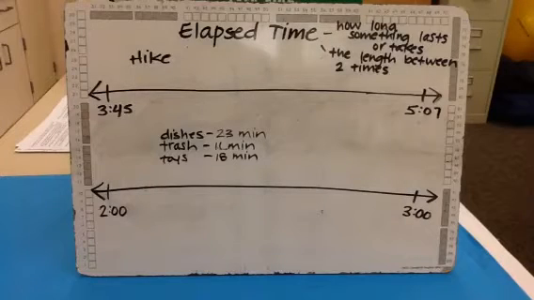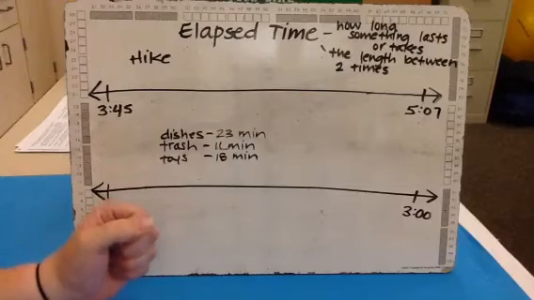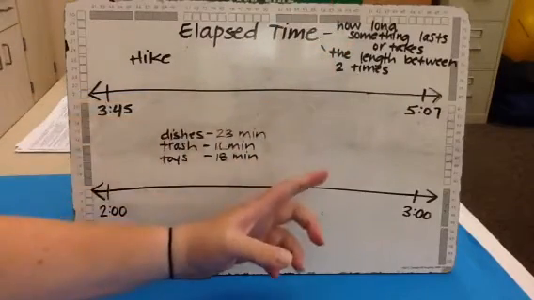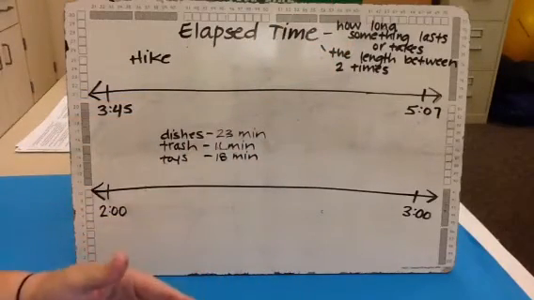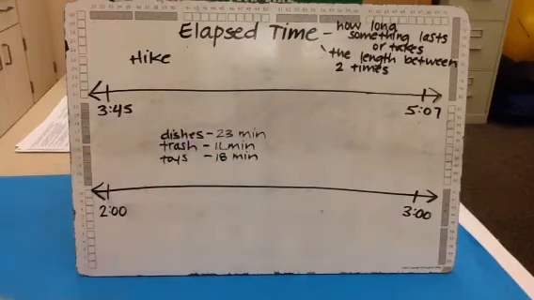In this video, I'm going to be modeling for you a few strategies to determine elapsed time. So let's all get a common understanding of what elapsed time is. Elapsed time, another word for it is duration. And what that means is it's how long something lasts or how long something takes to accomplish, or it's the length of time between two different times. So you might have a starting time and an ending time, and you're trying to find the time in between.